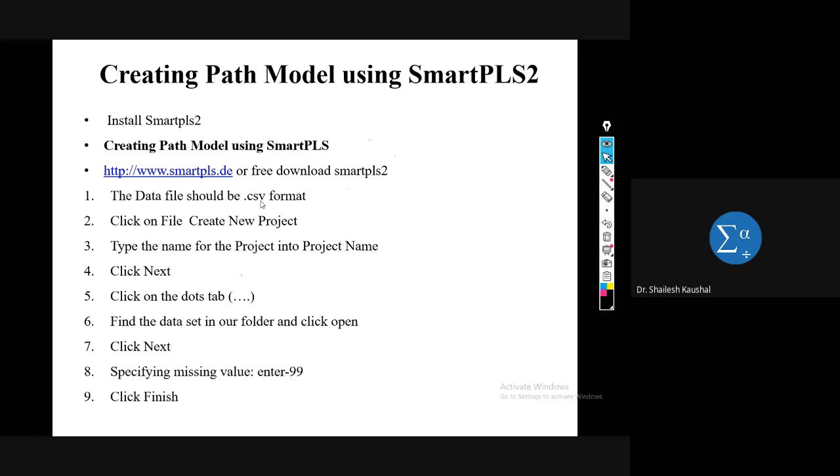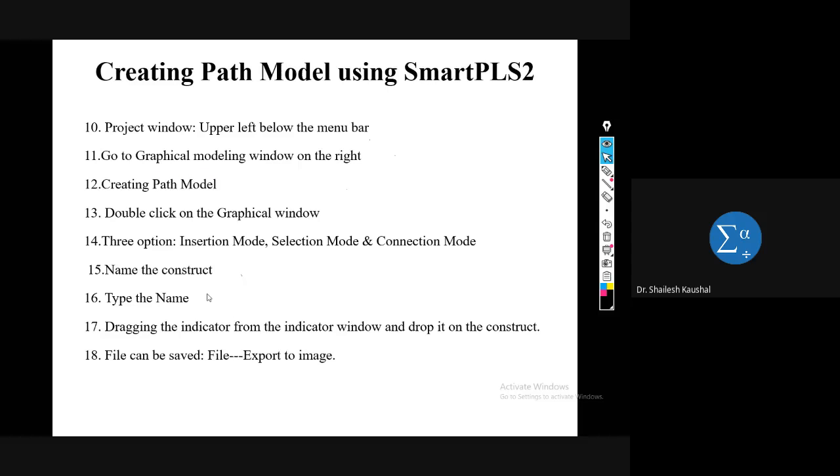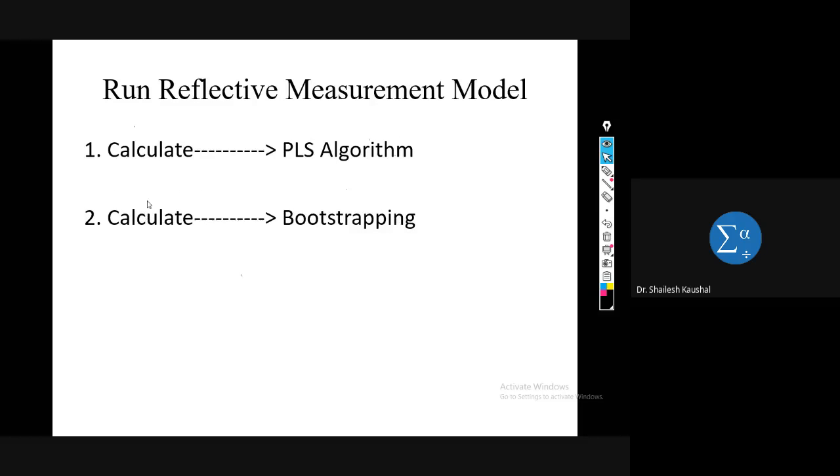I will show you how to convert an SPSS .sav file into .csv. Then click create new project, and type this. So these are the steps to perform the model. And there are two things: one, the reflective measurement model. First of all, calculate the PLS algorithm, and through bootstrapping, we check whether the path coefficient is significantly contributing or not.